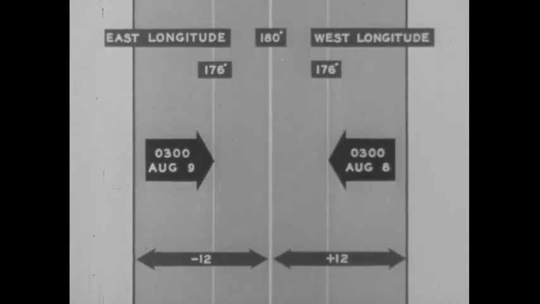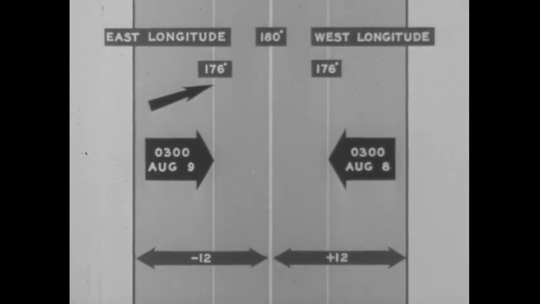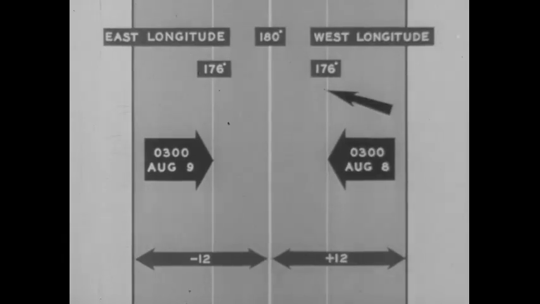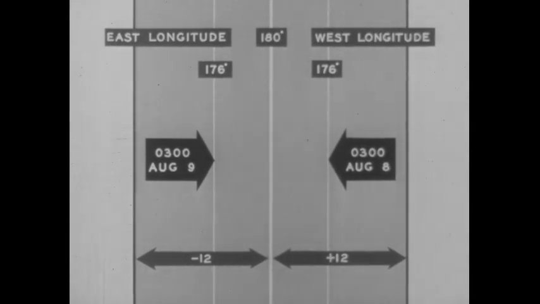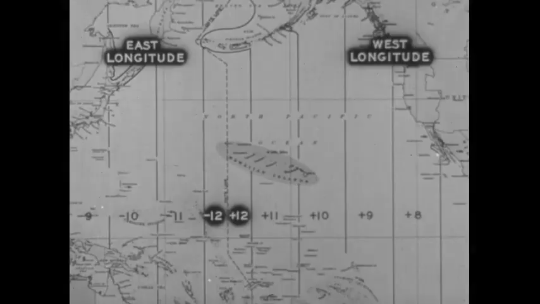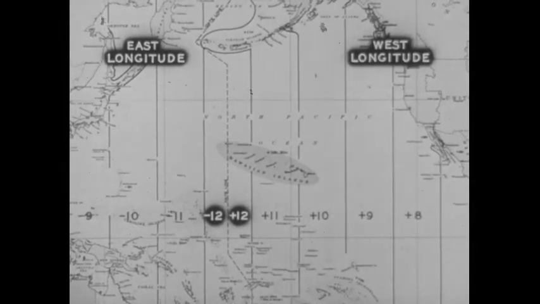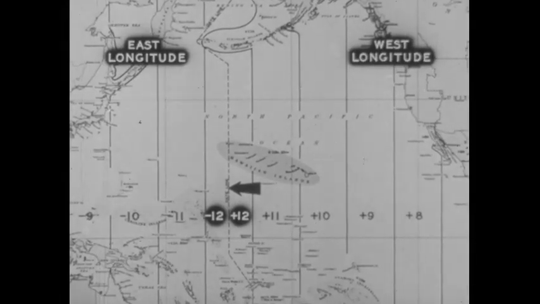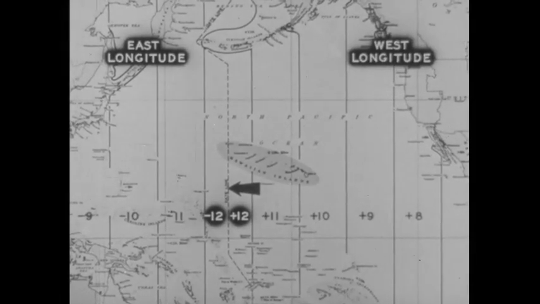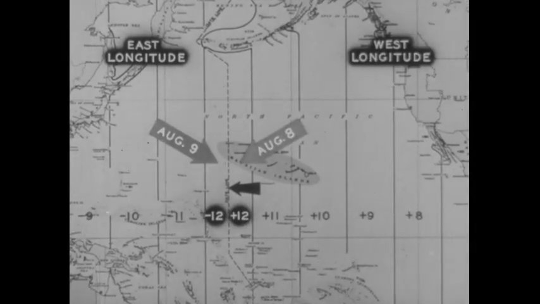Thus we see that while the time of day here at 176 degrees east and at 176 degrees west are both 0300, the date here is August 8th, while here it is August 9th. This is always the situation adjacent to the international date line. West of the date line in zone -12, the date is 1 day later than it is east of the date line in zone +12.